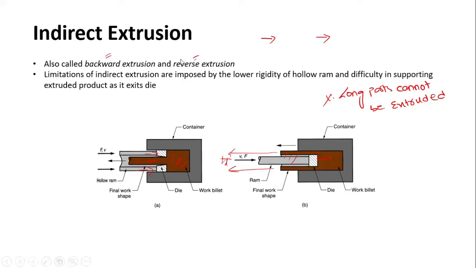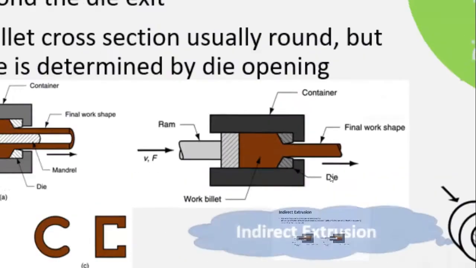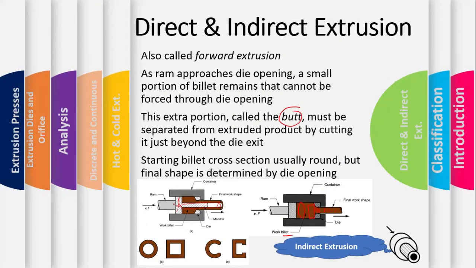But one of the advantages of indirect extrusion over the direct one is this. In direct extrusion, when we force the work material in this direction, this material slides over the container surface. So there is resistance or friction between the container surface and the work material. Because of this friction, we need some extra force to perform this extrusion process. There is a relative motion between the work part and the container.